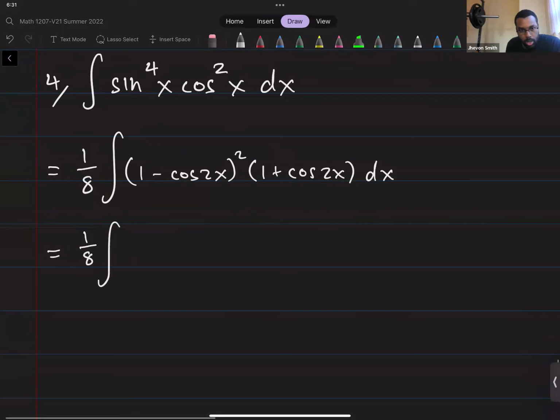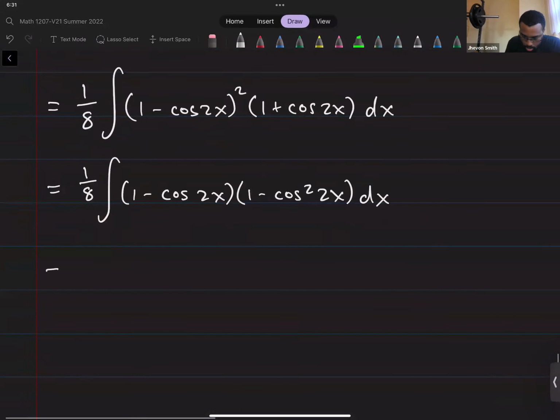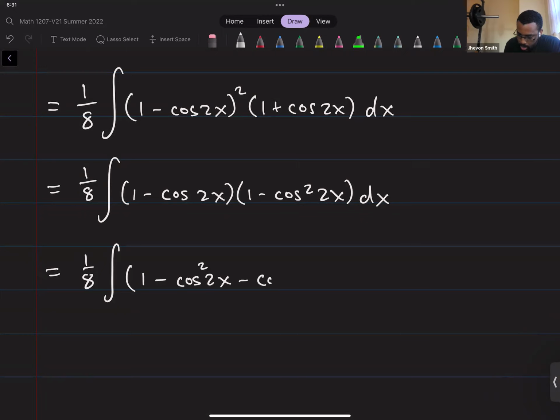And of course, here we just multiply out. So this is essentially 1 minus cosine 2x times 1 minus cosine squared 2x. That's 1, minus cosine 2x, to the 1, multiply everybody, and minus cosine 2x plus cosine cubed 2x.